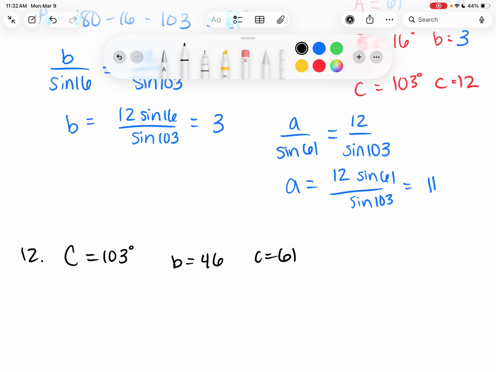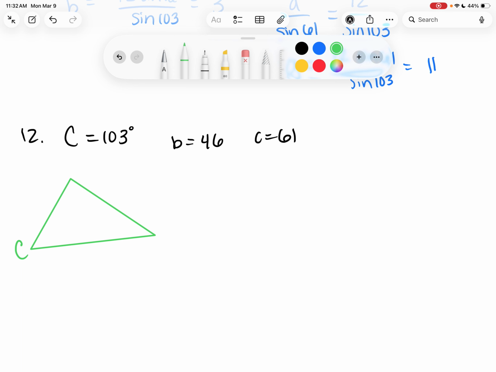So I would like to draw a triangle for this one over here. And I'll have to check it. This could end up being a problem where there is no triangle, there's one triangle, there's two triangles. I have to do some stuff to figure that out. But just the setup of it, angle C goes here, side C goes over here, and then side B goes right there touching it. Okay.